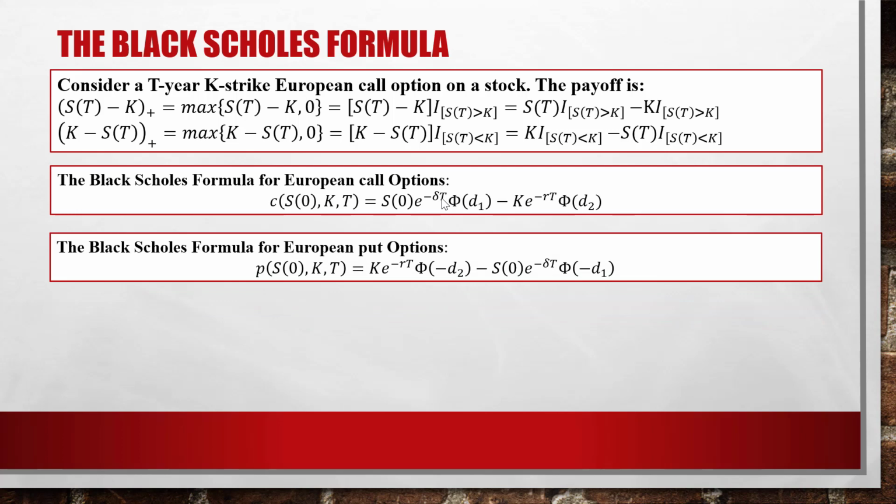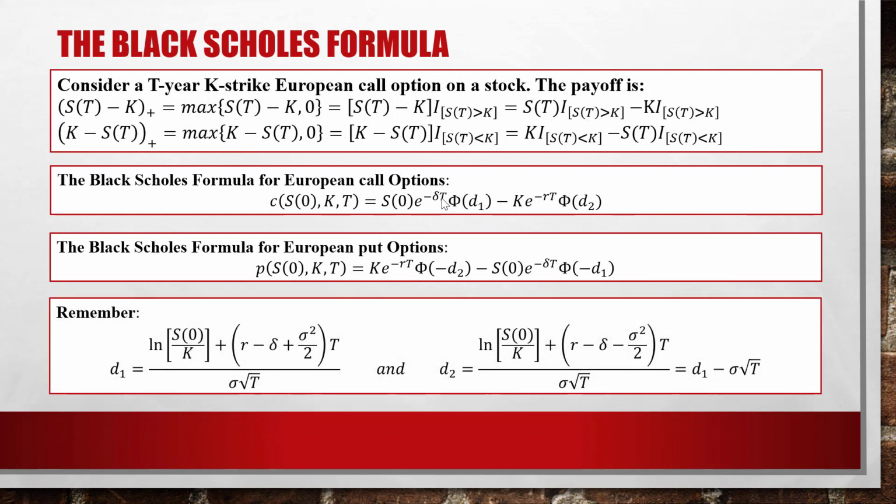Similarly for the put option, we get the initial price of the put option P(S0, K, T) equal to K e^(-rT) Φ(minus d2) minus S0 e^(-δT) Φ(minus d1). And remember, d1 here is ln(S0/K) plus (r minus δ plus σ²/2) times T, over σ√T. And d2 is ln(S0/K) plus (r minus δ minus σ²/2) times T, over σ√T, and this is equal to d1 minus σ√T.